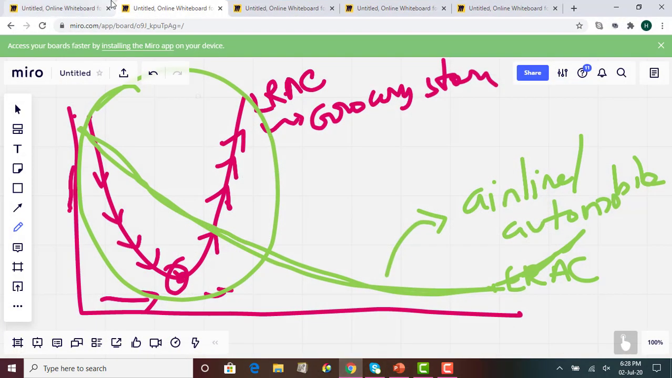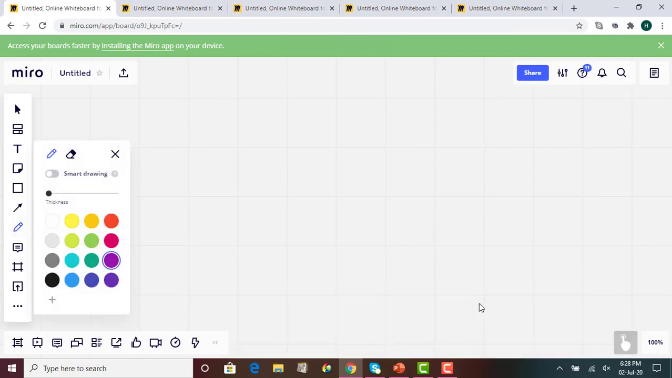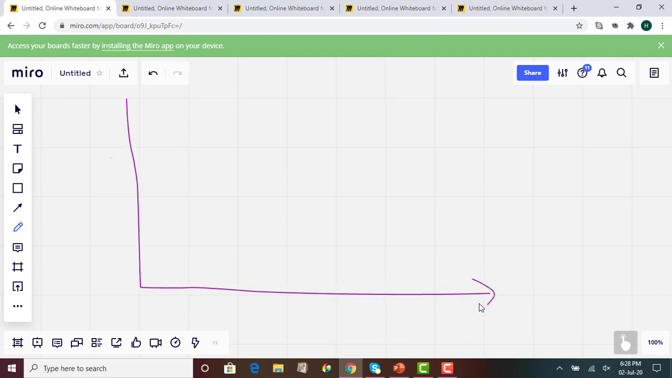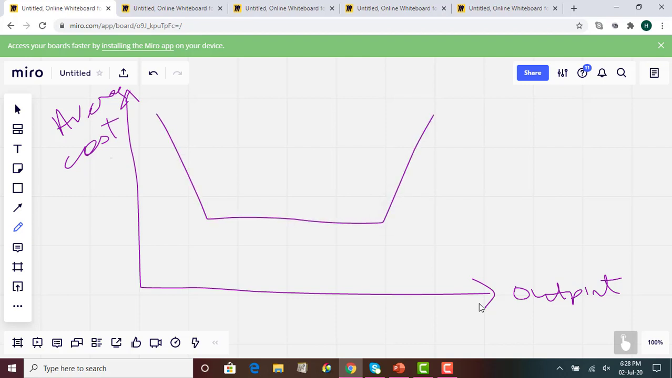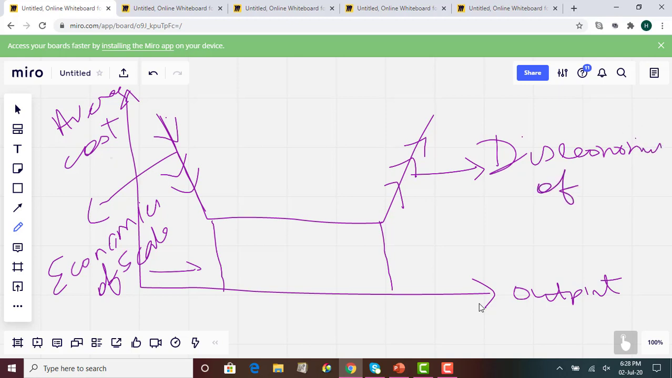Finally, I wanted to draw a graph that summarizes what we said in terms of economies of scale. This graph will help you understand what's happening. Again, we have output here and average cost here. This is how it will look in reality. This portion represents economies of scale because, as you see, your average cost is going down with an increase in output. This portion represents diseconomies of scale, which means your average cost is going up as your output grows.